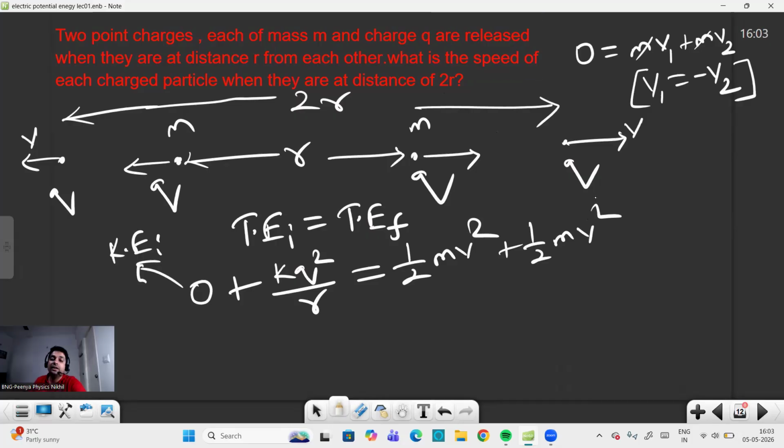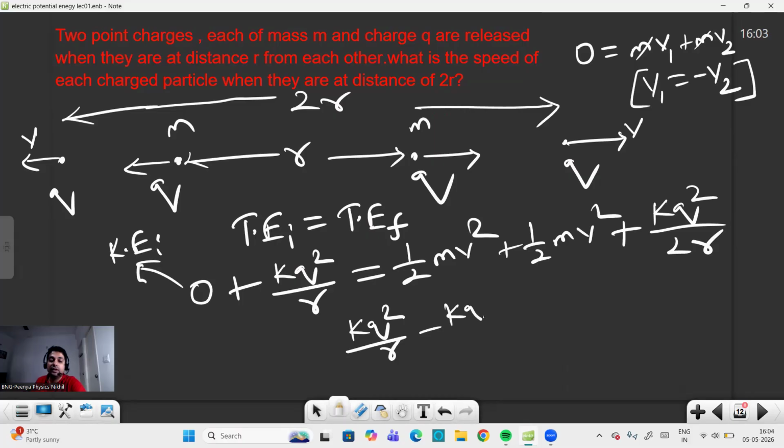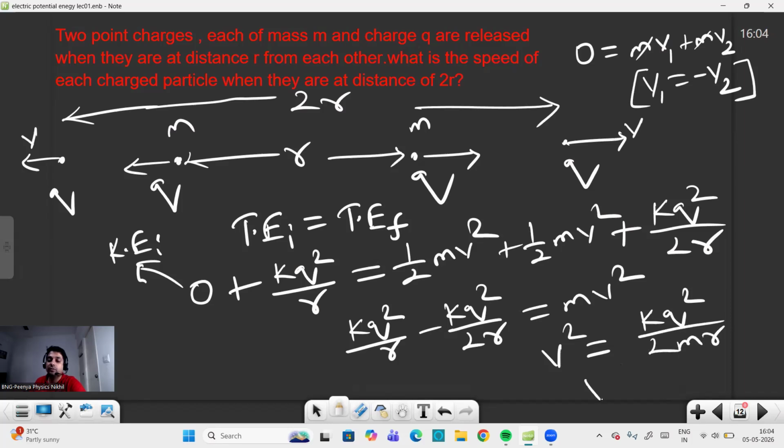So we can say their interaction energy will be k q1 q2 divided by 2r, which is k q square divided by 2r. Correct? So here we will write k q square by r minus k q square by 2r equals mv square. Correct? So finally, we are getting v square equals k q square by 2mr. So v is root under k q square by 2mr. This is the answer of this question. I think all of you understood this.